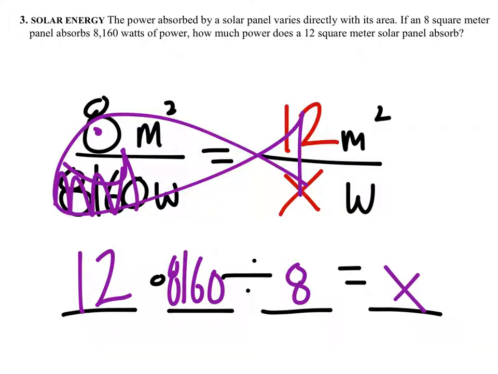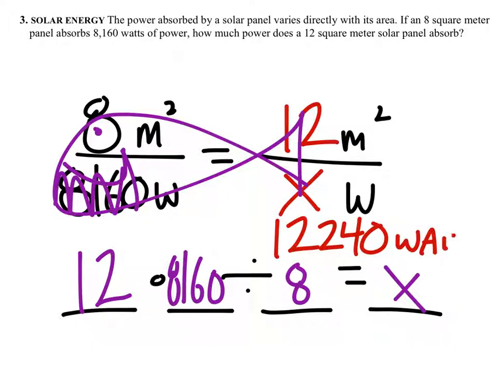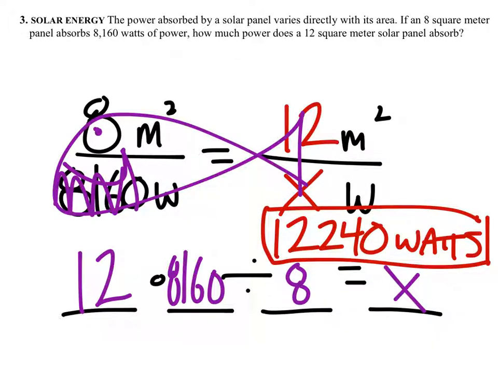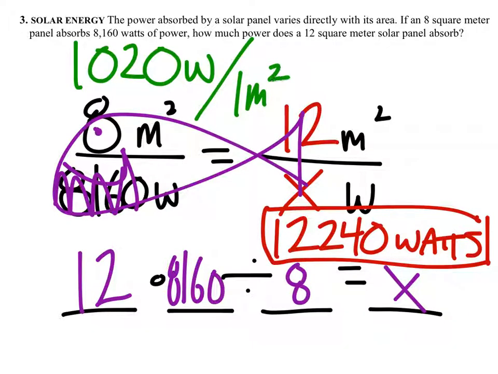Using the old fishy method, if I plug this into my calculator, I get 12,240 watts. I think I got that right. Now, if by chance you did find the unit rate for this one, it would be 1,020 watts per 1 square meter. And then you can just multiply that by 12 to get 12,240.